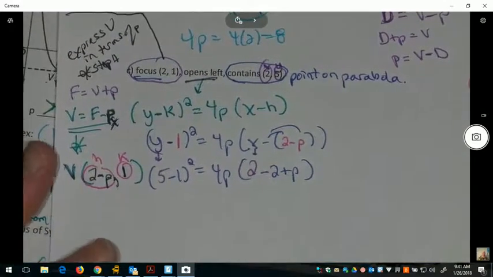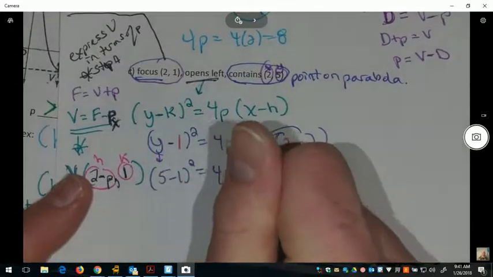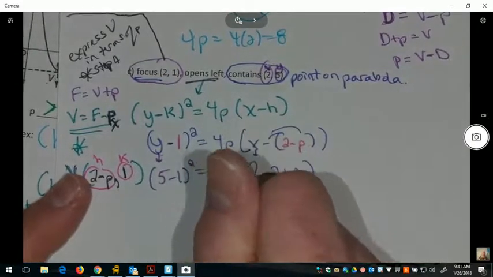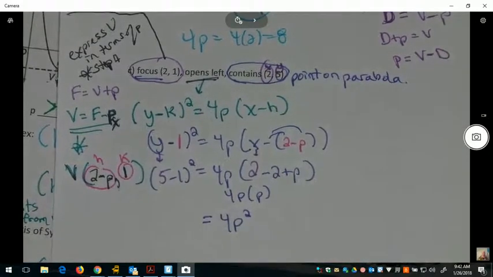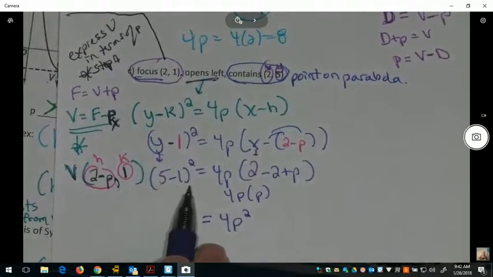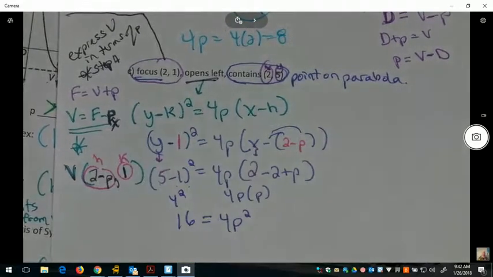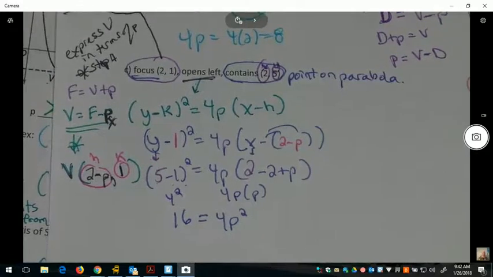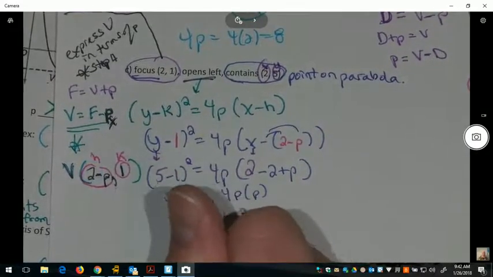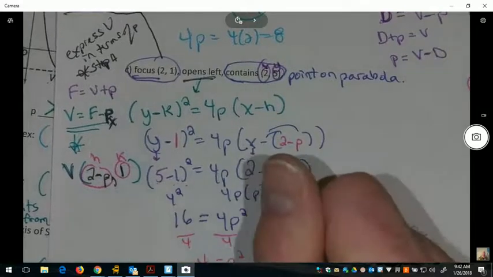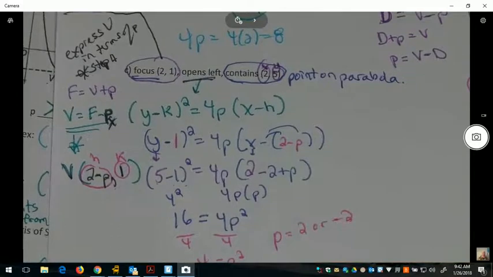2 minus 2 is 0, so I've got 0 plus p. So 4p times p is 4p squared on my right-hand side. On the left-hand side of the equation, 5 minus 1 is 4. 4 squared is 16. So I'm going to divide by 4. P squared is 4, which means that p is either 2 or negative 2.